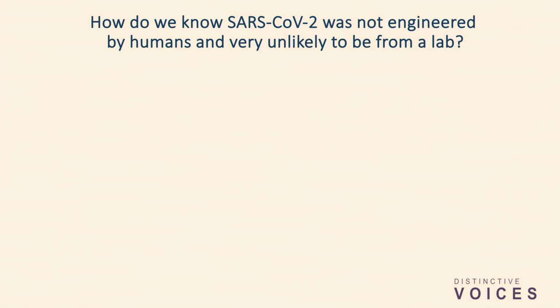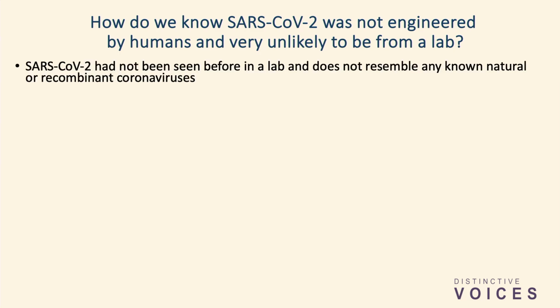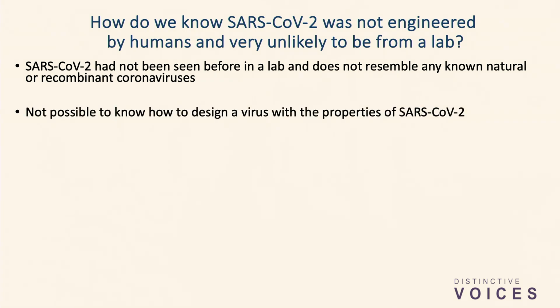So just to summarize, I feel strongly about this. How do we know SARS-2 was not engineered by humans and very unlikely to come from a lab? SARS-CoV-2 had never been seen in a lab before and doesn't resemble any other known natural or recombinant coronavirus. It's just not close enough to have been something that was slightly manipulated in a lab. And really, nobody knows how to design a virus with properties of SARS-CoV-2. We just don't know. If we look at the sequences of it, we don't know why it behaves the way it does. And without a template, without a virus, we can't construct a new virus.